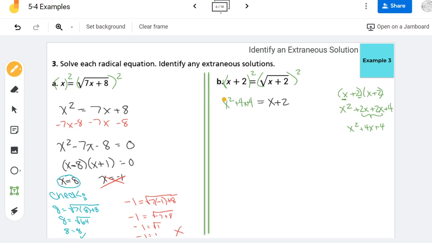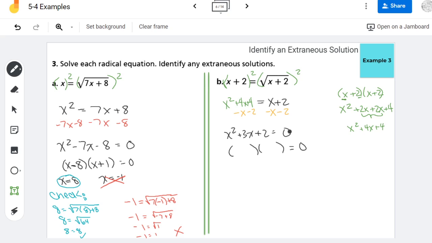Alright, so now I have quadratic terms and I have linear terms. So just like over here, I need to get everything to one side of the equation and either factor, quadratic formula, complete the square, I don't know, something to get that x solved for, okay? So I'm subtracting the x and the 2 to move them over. So 4x minus x is 3x, and 4 minus 2 is 2. And I rejoice because, ooh, that's a funny looking 0. Let's fix that. And I rejoice because that's factorable.